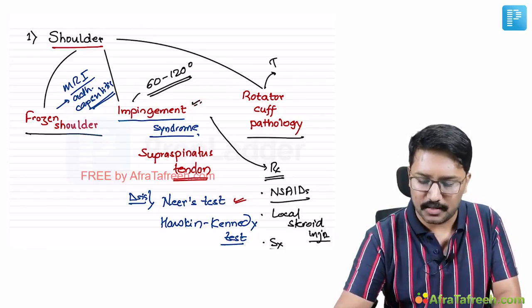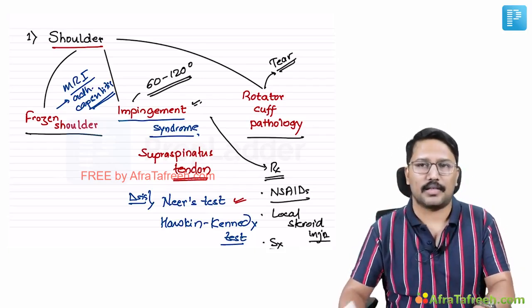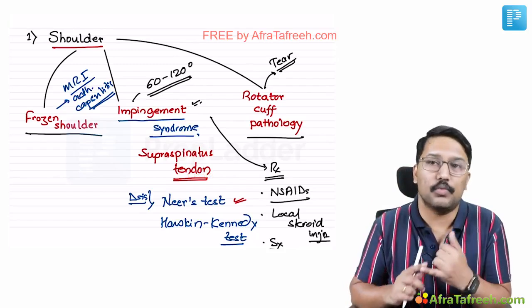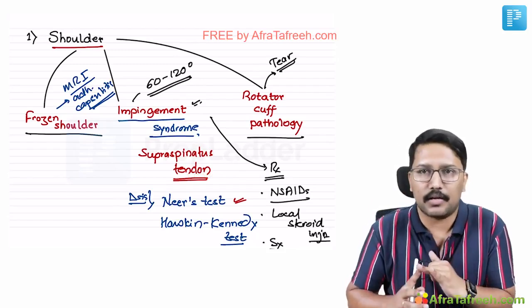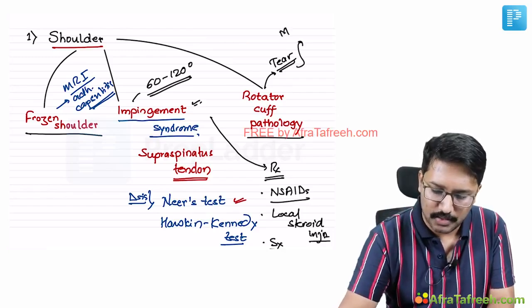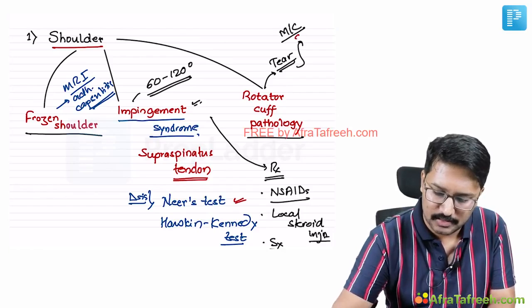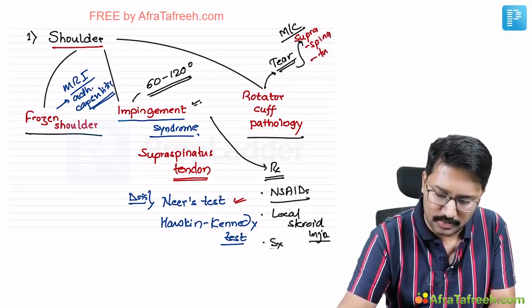Now the third entity we are talking about is rotator cuff injury. So rotator cuff tear is what we are talking about. When we talk about rotator cuff tear, you have to understand that there are four muscles. They might ask you what is the most commonly affected tendon, the tendon that gets ruptured in rotator cuff tear, right? The most commonly affected tendon is again supraspinatus.